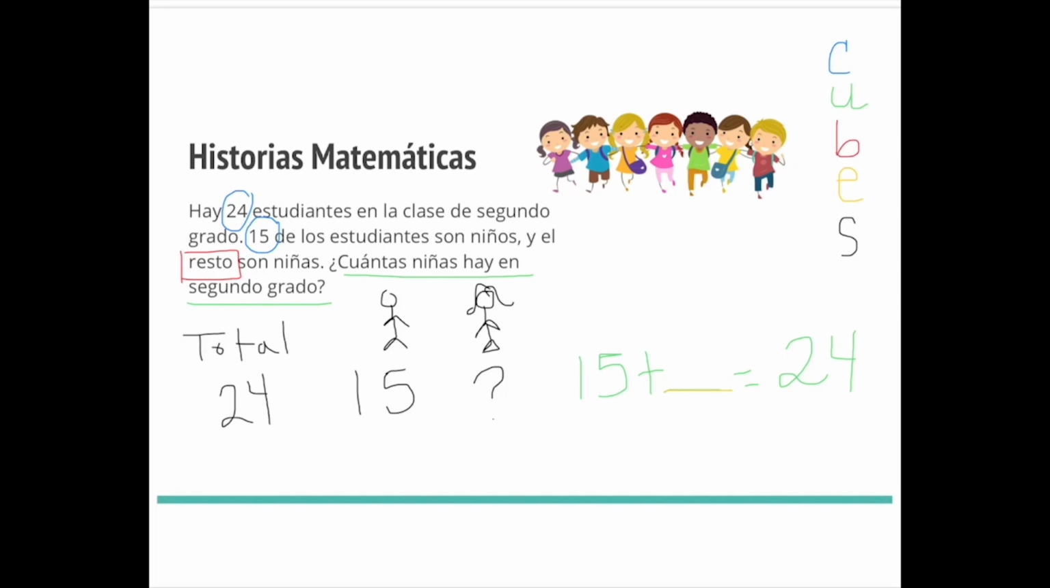Contemos hacia adelante. 15, 16, 17, 18, 19, 20, 21, 22, 23, 24. ¿Cuánto aumentamos a 15 para llegar a 24? 9. Hay 9 niñas.